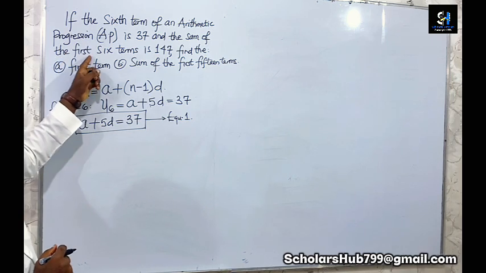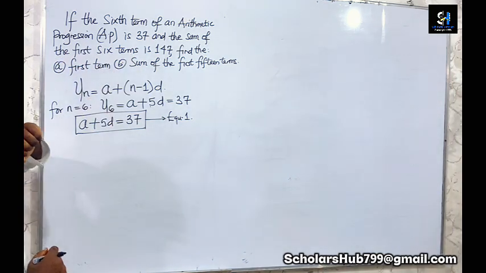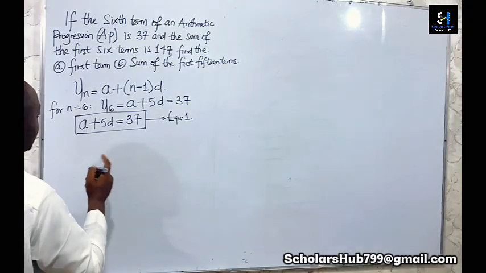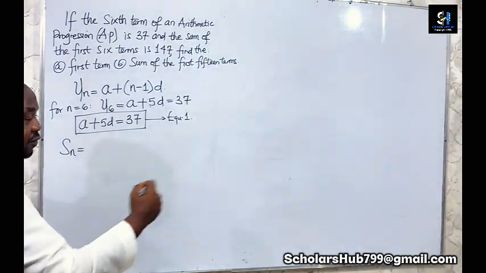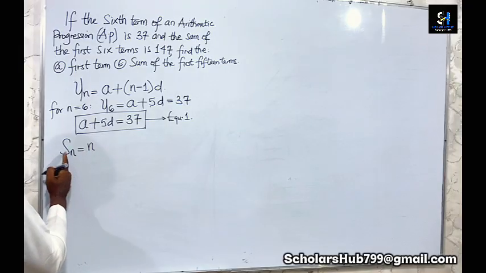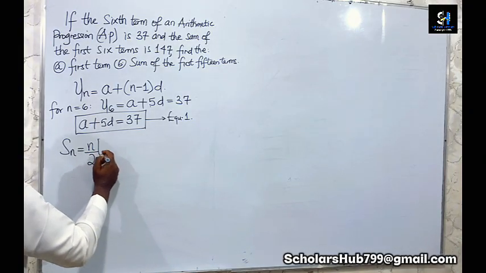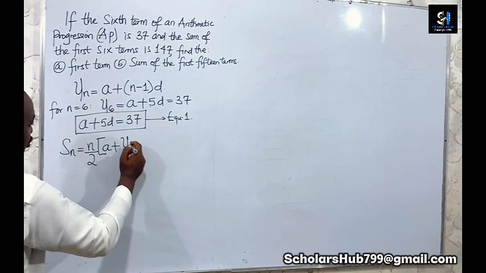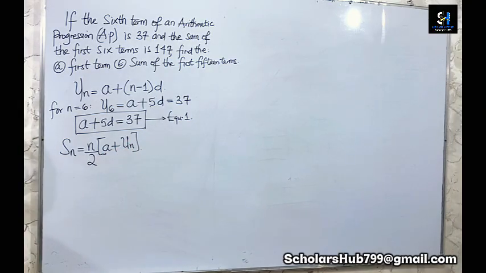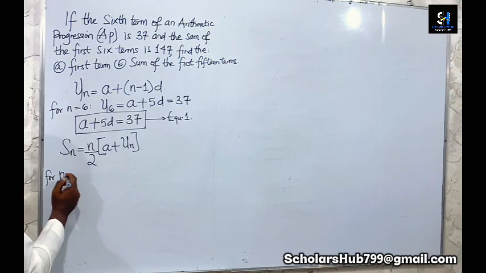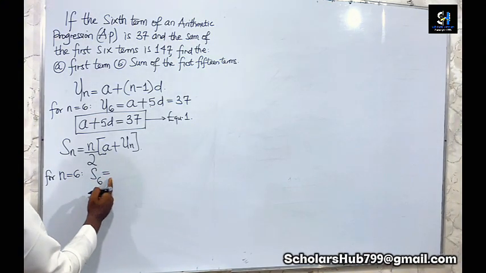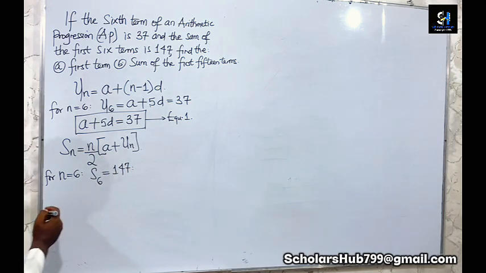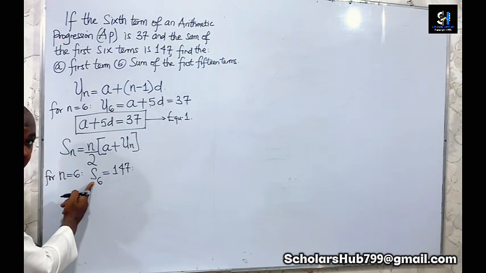And the sum of the first six terms is 147. Now we know that the formula for the sum of the first n terms of an arithmetic progression is s subscript n equals n over 2 square bracket a plus u subscript n, which is the nth term. So for n equals 6, we have the sum of the first six terms equals 147. Let's not forget that when n equals 6, that's why we have s subscript 6.